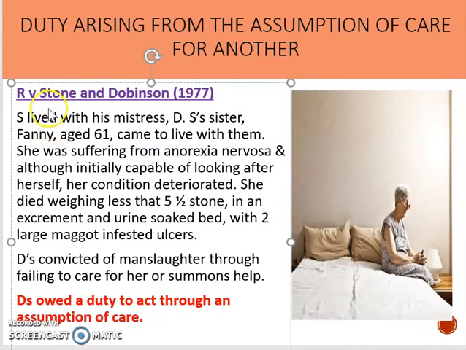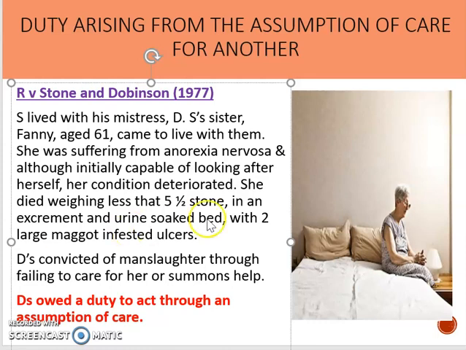The next exception is duty from assumption of care. So this means where you volunteered to look after somebody, you then owe a duty to do so. So Stone here lived with his mistress Dobinson, and Stone's sister Fanny, who was 61, came to live with them because she couldn't look after herself. She was suffering from anorexia nervosa, and although at the start she could do some things for herself, her condition deteriorated. And she died weighing less than 5.5 stone in an excrement and urine soaked bed with 2 large maggot infested ulcers.